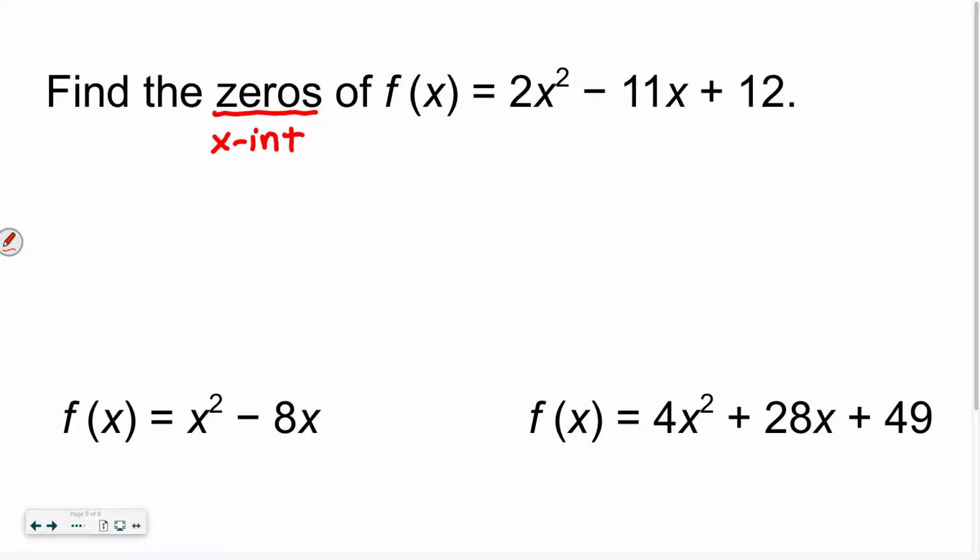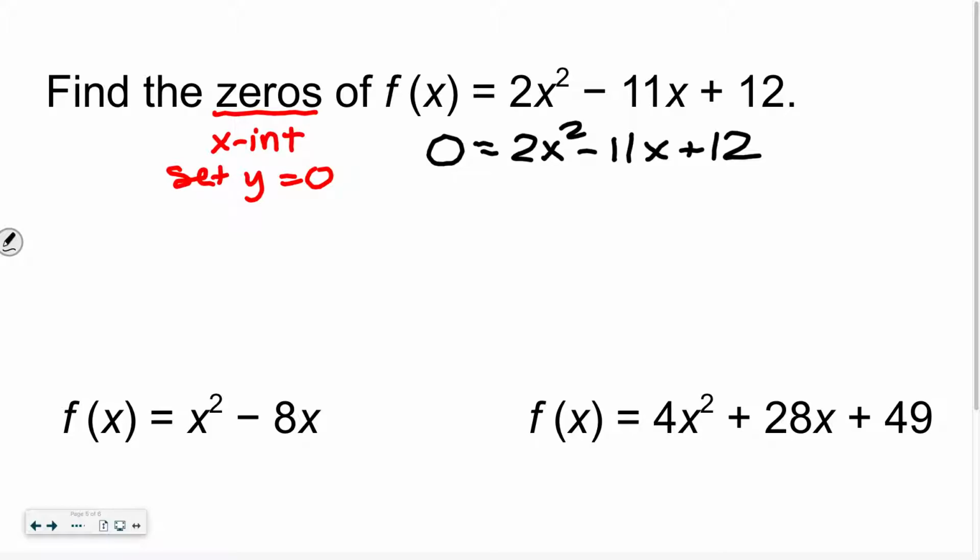And what do you know about the x-intercepts? What's true about all x-intercepts? Y is equal to 0. Okay, so when it says find the zeros, find the x-intercepts, set y equal to 0. And in this case, y looks like f of x. So it doesn't come looking like the equation already with all numbers. You've got to sub 0 in for y or sub 0 in for f of x. Okay, so that would look like on this problem, 0 equals 2x squared minus 11x plus 12.